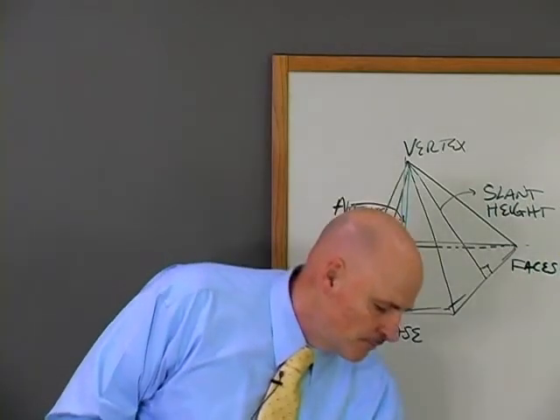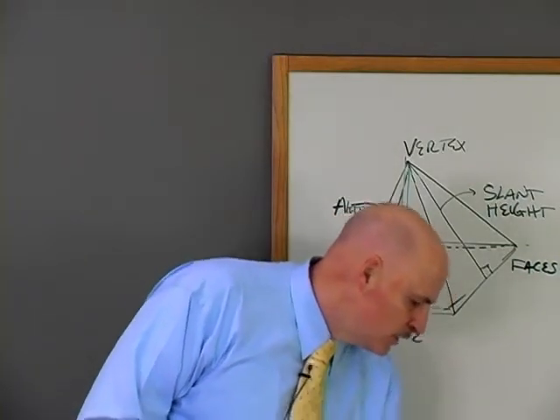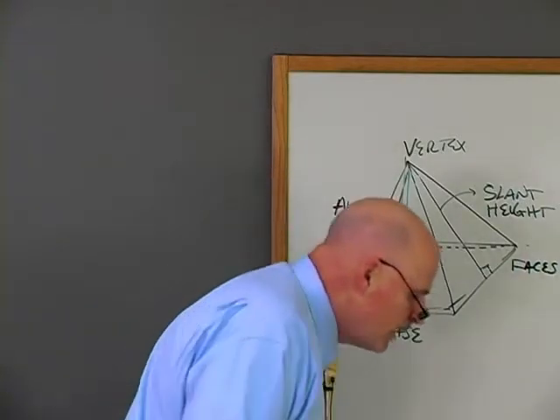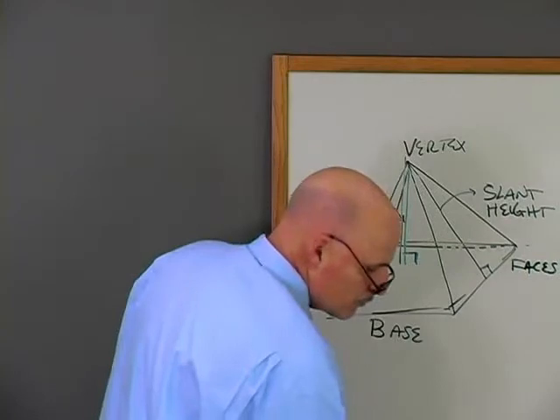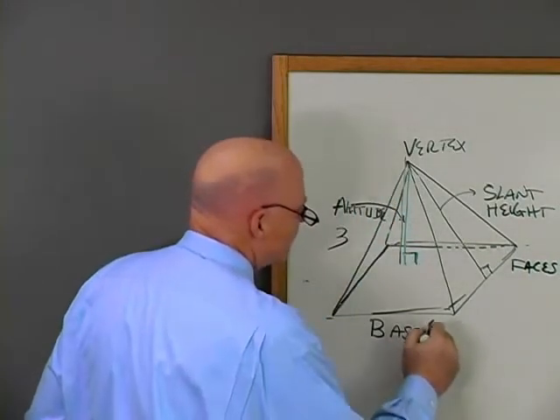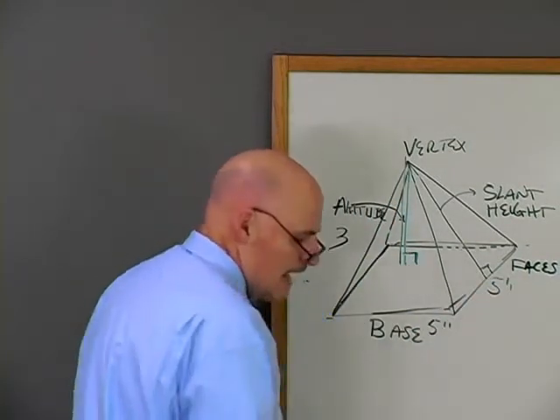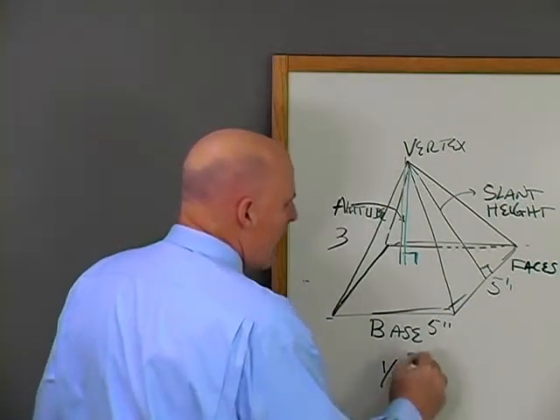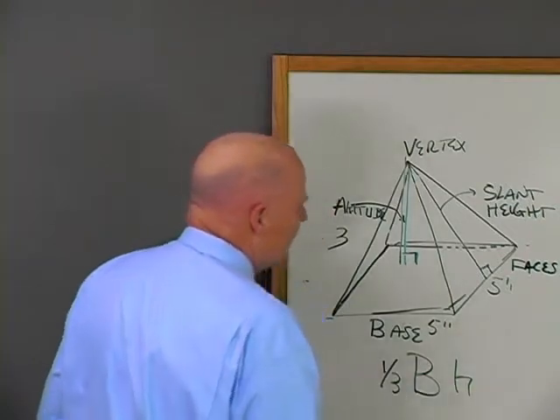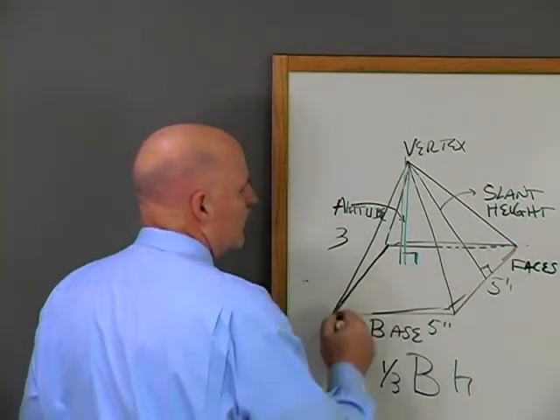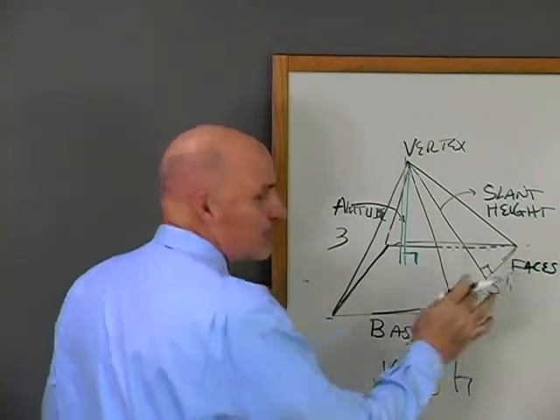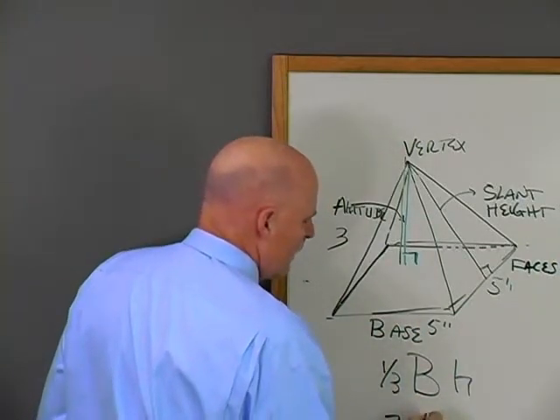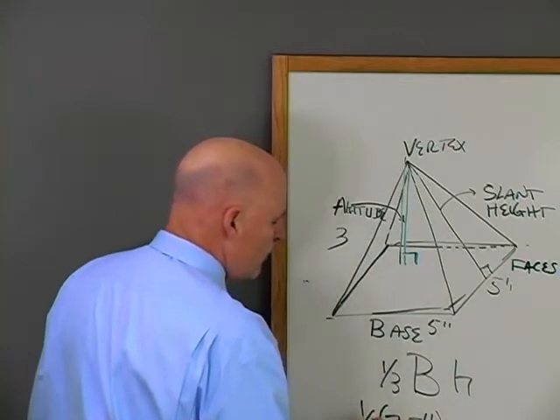Okay? So let's just do a little problem. I'm going to do the first one as an example in the book. 3 is the altitude, 3 inches. The base is 5 inches by 5 inches. How would you find the volume of this? Well, it's 1/3 area of the base times the height. What's the area of the base, if it's 5 inches by 5 inches? 25 square inches times 1/3. What's the height?